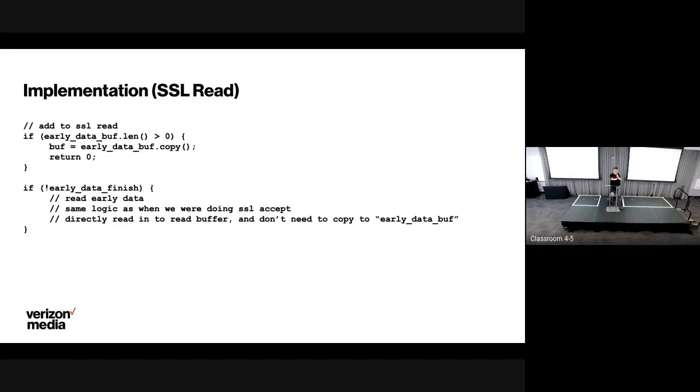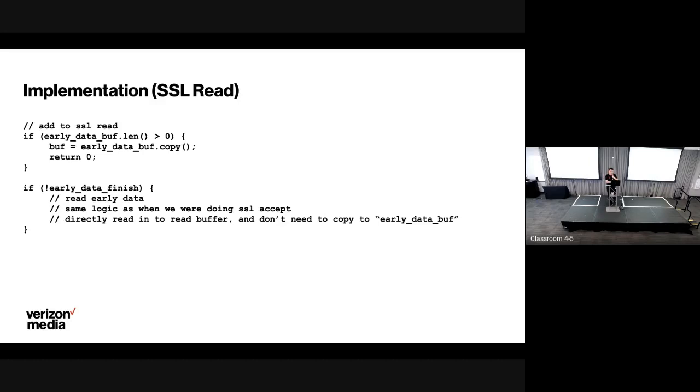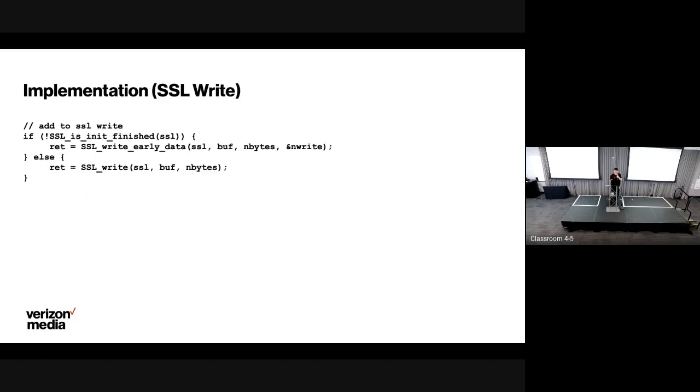And we also need to check if early data, like the return value says it's finished. If it's not finished, it means it might have more in the early data, like data flow. So we need to go read it again. And the code will be basically the same as the accept one, except for reading to the early data buffer is different because we are already in the SSL read. We just read directly into the read buffer. So everything will be there. We don't need to go to the early data buffer. And the SSL early data write will be even simpler because we just replace the normal write with the early data write, and that's it for the write, because that's how it's done.